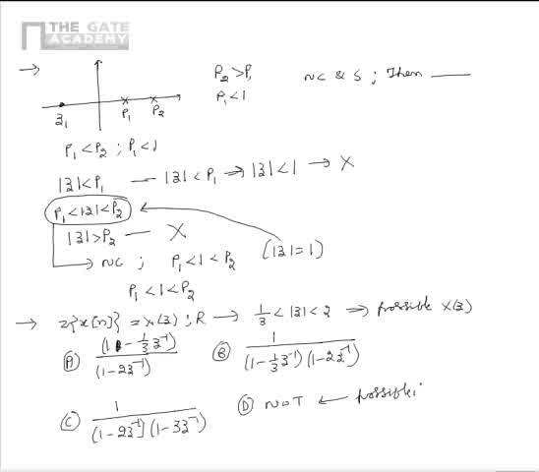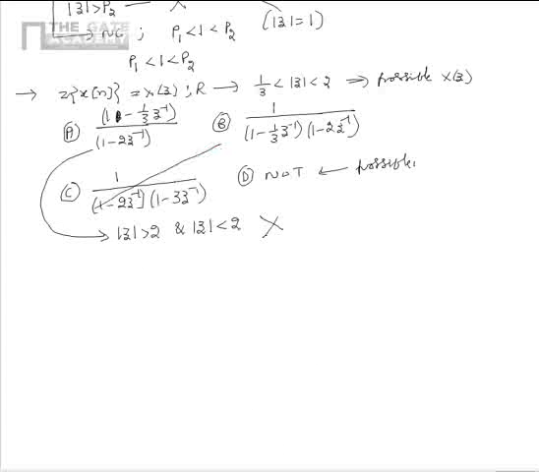From the given data, we see that in case of option A, the possible ROCs are |z| > 2 and |z| < 2, as the ROC should be bounded by poles and it shouldn't contain any poles. So option A is not the correct option.